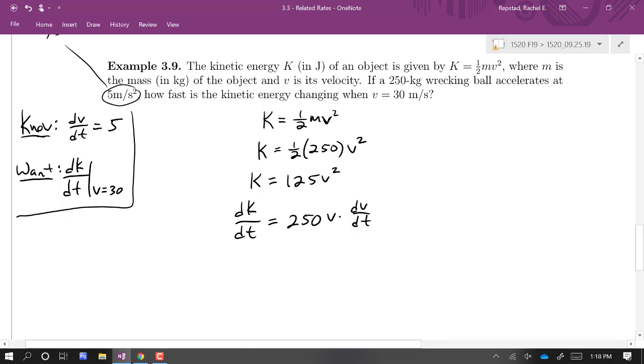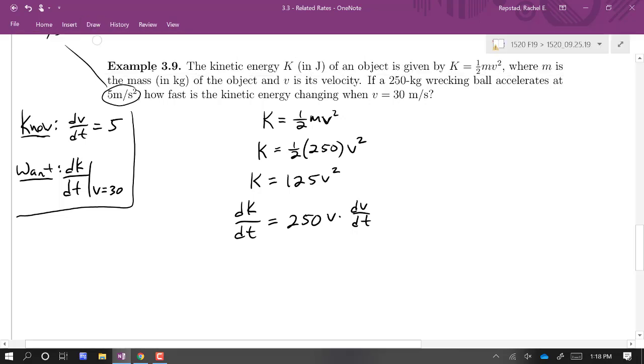With this information they gave us, it's not like they were exactly hiding the dv/dt, but we had to just remember, acceleration is the derivative of velocity. We did need to recognize that when they told us acceleration, they were actually giving us the value of dv/dt. Do we have enough information now to find dK/dt when v is equal to 30?